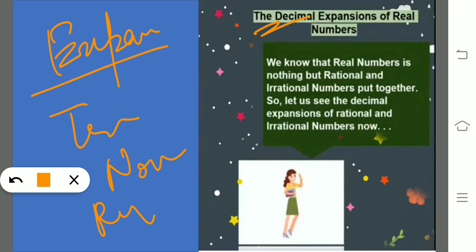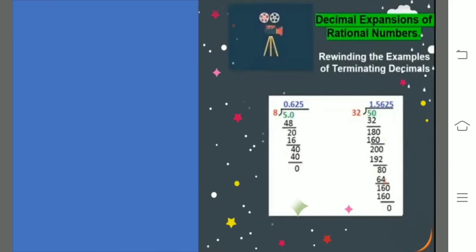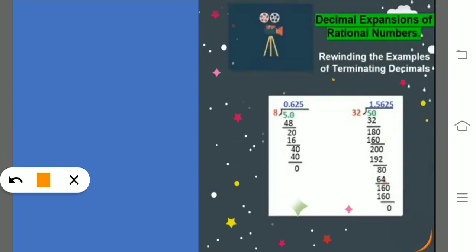Today we are going to see some examples because this is a short revision, so we will do it as fast as we can. Let us start. The first thing is the decimal expansion of a rational number. First we will talk about the terminating decimal. What do we mean by that?